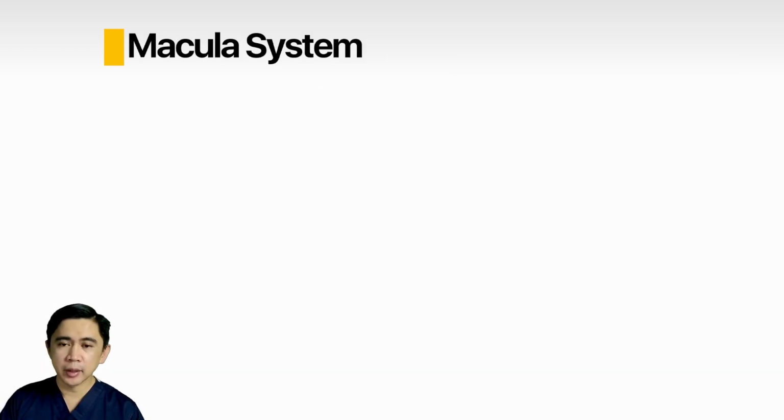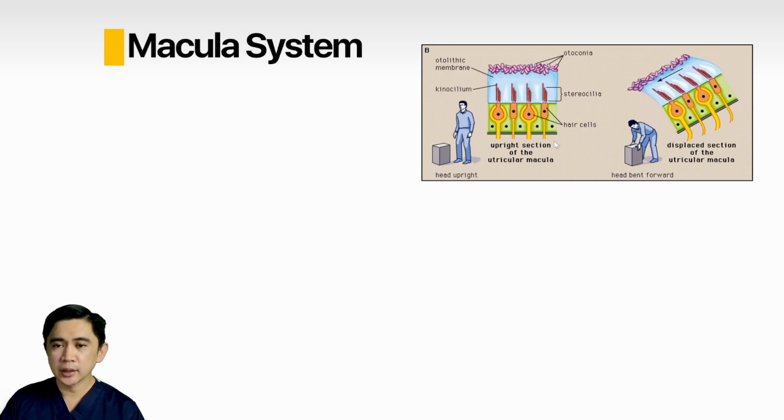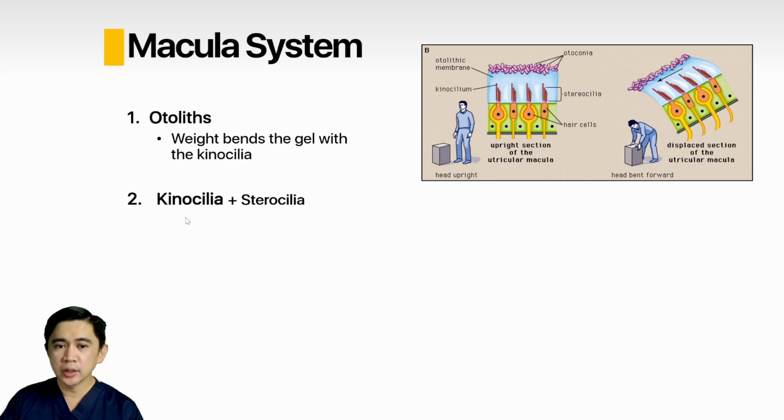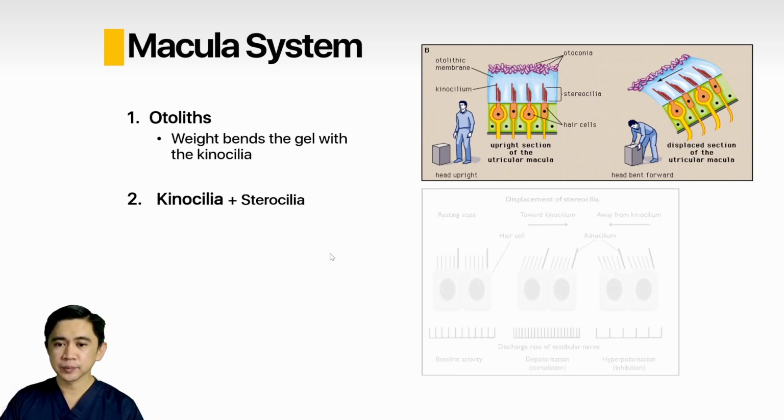Now let's talk more of the Macula System. So this is the Macula System. The Macula System has otoliths on it, and the otoliths are on top of the otolithic membrane, which we sometimes call the gel. And inside the gel, we have the kinocilium and the stereocilia. So whenever a person moves his head, the weight of the otoliths will bend the gel, and that gel will also bend the stereocilia and the kinocilia.